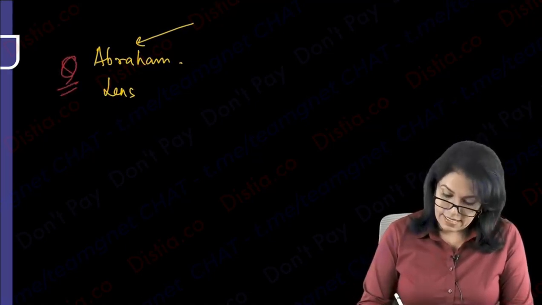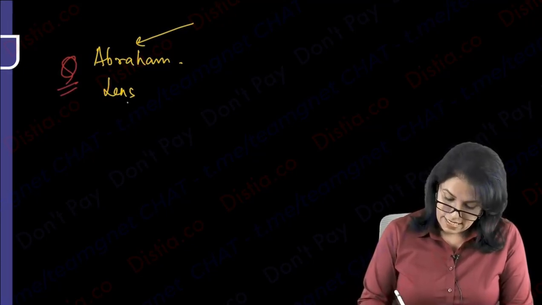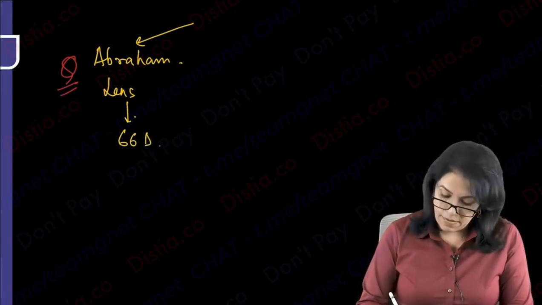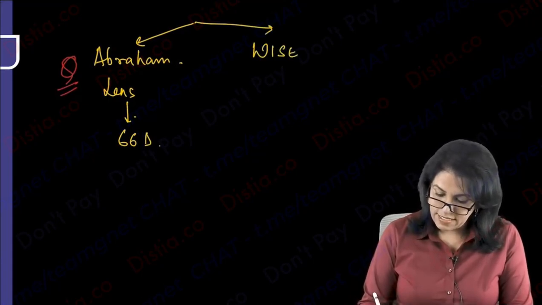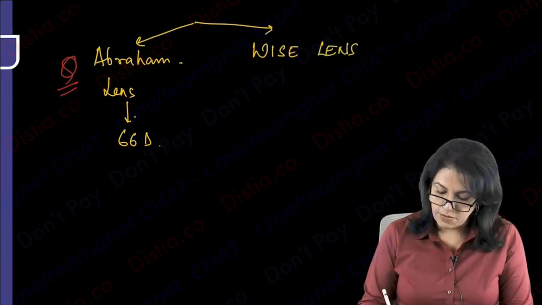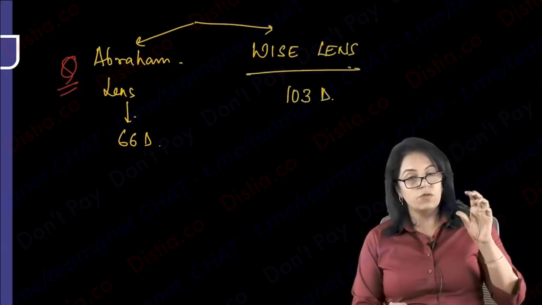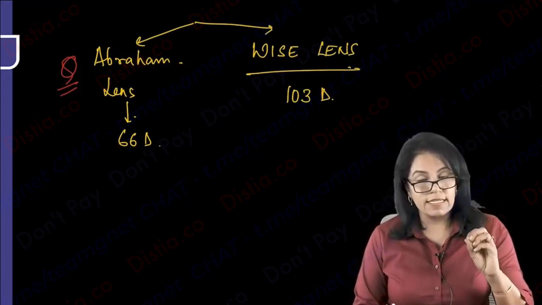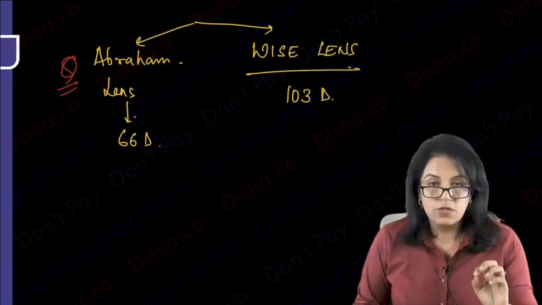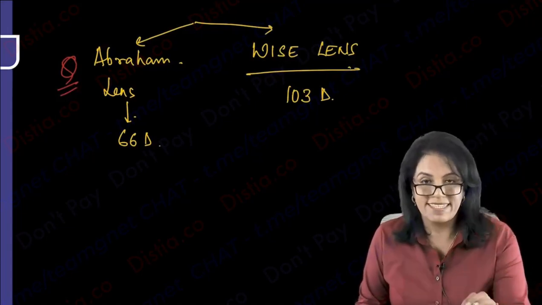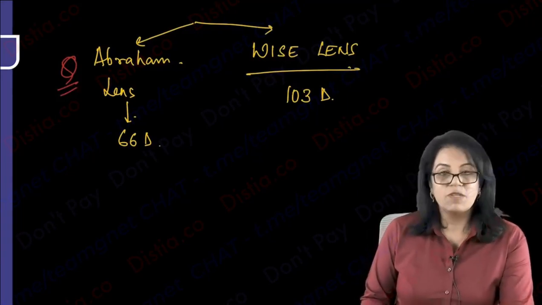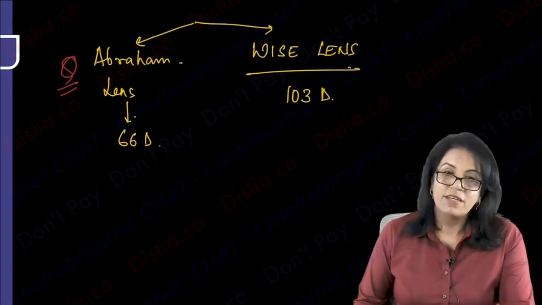So Abraham lens is 66 diopters, or I may even use a Wise lens. Abraham has been an exam question. Wise is 103 diopters. Okay? I want to use the lens so that the laser energy is not going into the cornea or the adjacent structures. I am focusing only where I need it. Right? So that was about peripheral iridotomy.